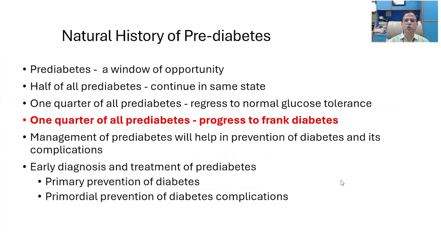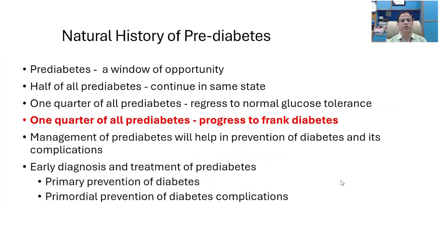So what happens to all those who are having pre-diabetes? Pre-diabetes is absolutely asymptomatic at this stage. If we don't do anything, if we do not give them advice, half of them will continue in the same state, while one-fourth of these patients can regress back to normal glucose tolerance. But the major risk comes from the fact that 25% of all pre-diabetes progress to frank diabetes.